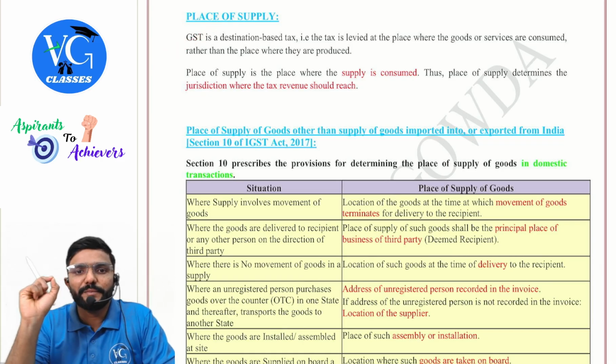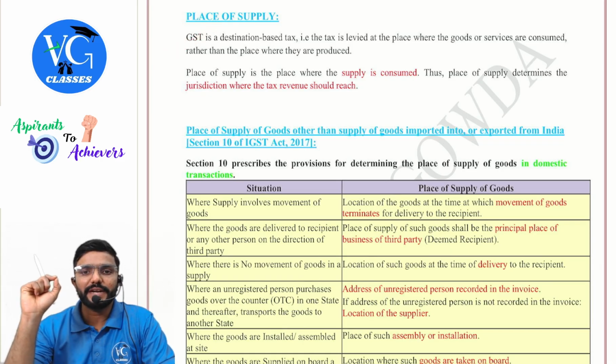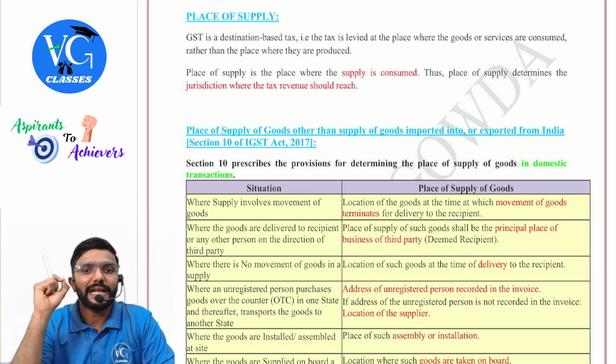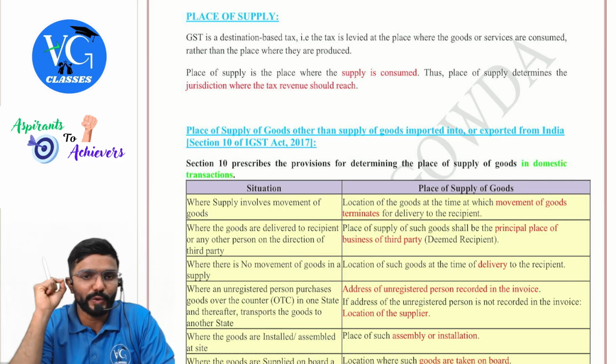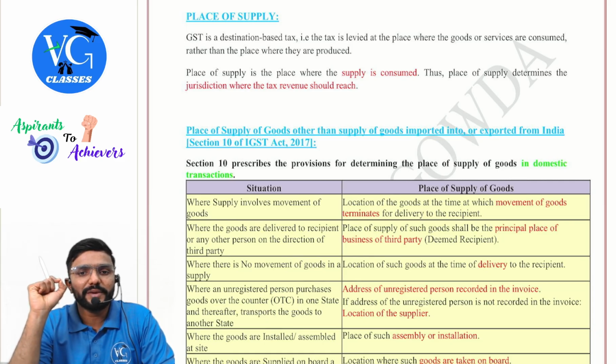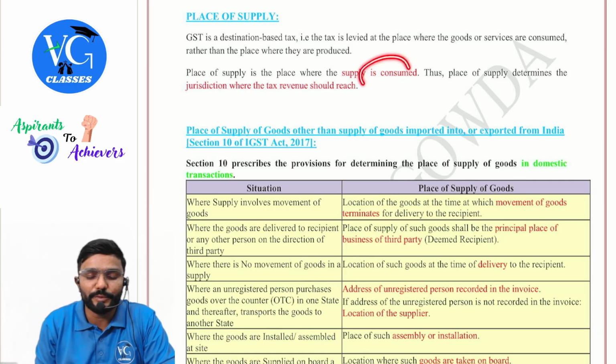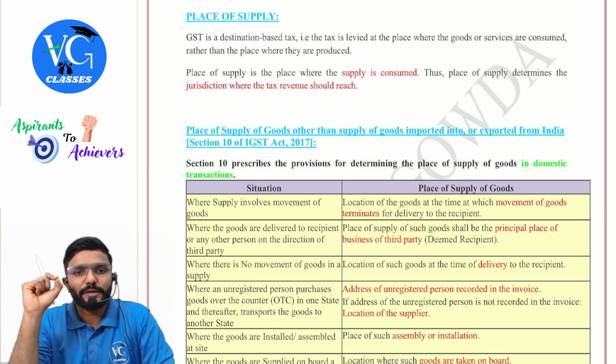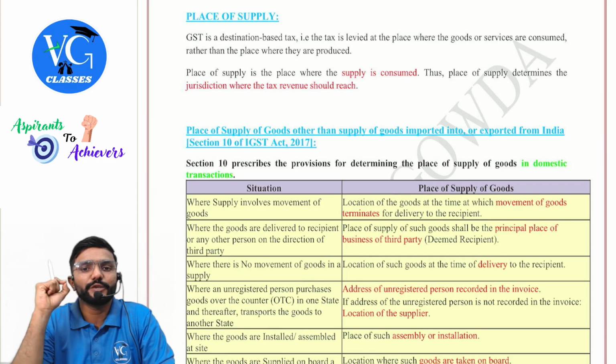GST is a destination based tax. That is, the tax is levied at the place where the goods or services are consumed rather than the place where they are produced. Place of supply is the place where the supply is consumed, where it has gone. Thus, the place of supply determines the jurisdiction where the tax revenue should reach.